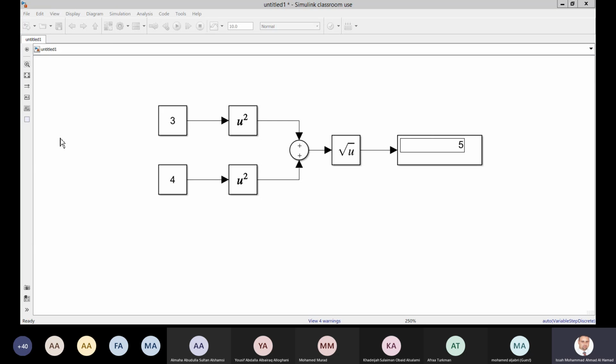And it's better if you open MATLAB from the store and practice with me in Simulink. It can be a good idea. Okay, so let me make something more complex.